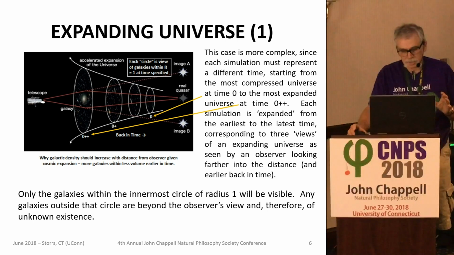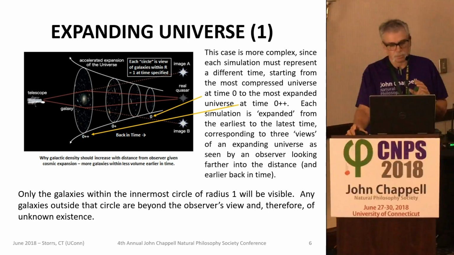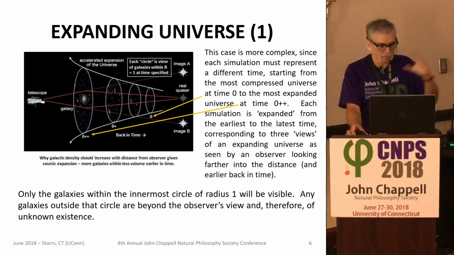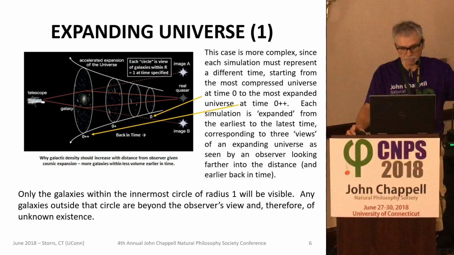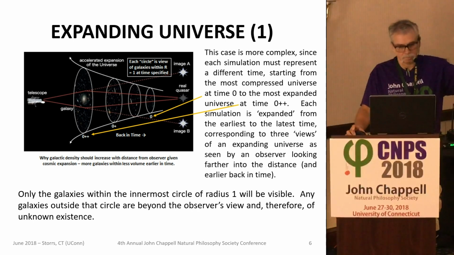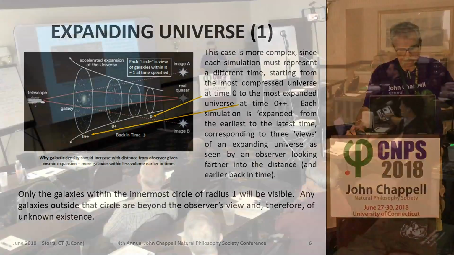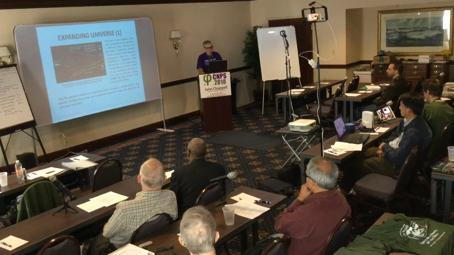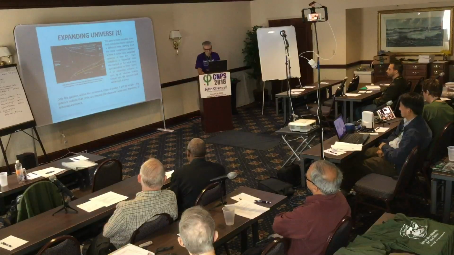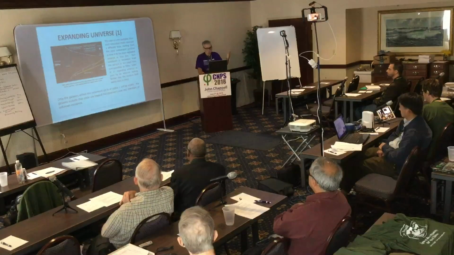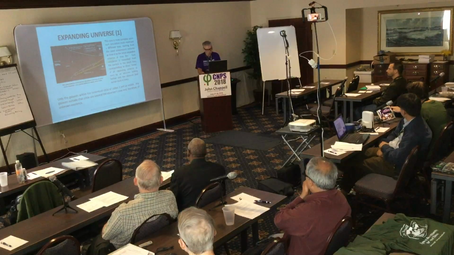Now, in this simulation, only the galaxies within the innermost circle of radius 1 will be visible at any time, because again, you've got the speed of light to consider. The universe is going out, and stuff that went out beyond the distance light can travel in that time wouldn't be observable until more time passes. Any galaxies outside that circle are beyond the observer's view and therefore of unknown existence. And that's the mainstream theory today, that we can only see out to a certain distance because we have a finite speed of light.